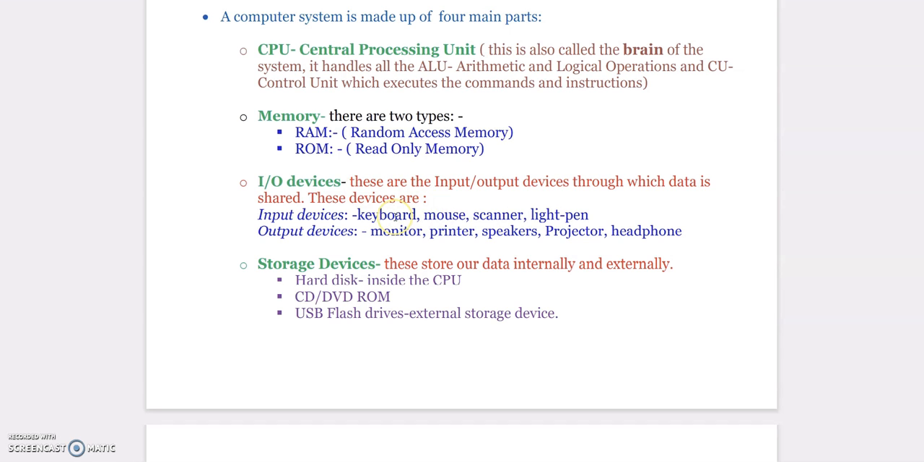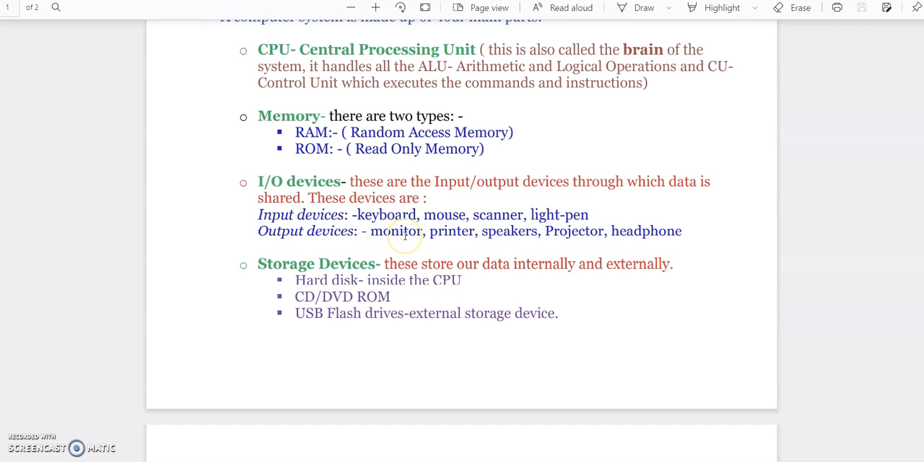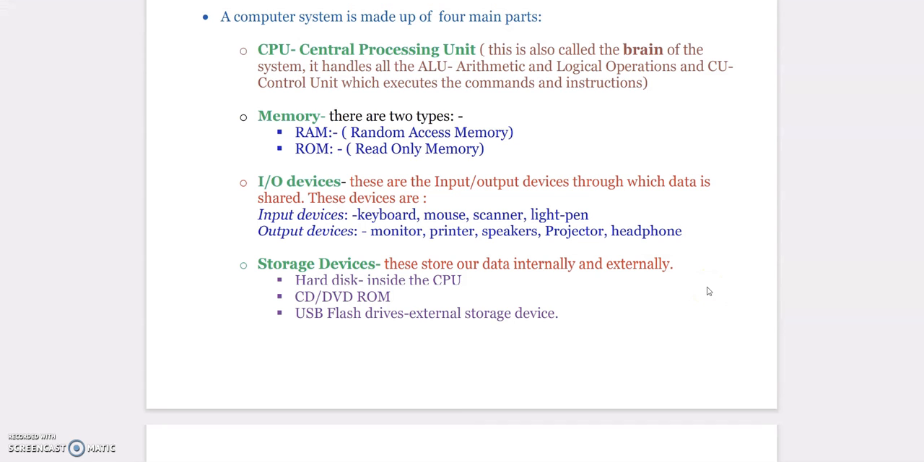Now, input devices such as the keyboard, which we use for typing, the mouse, the scanner, the light pen, and output devices such as the monitor, printer, speakers, projector, and headphones. Now, if you observe, both of them are completely different. If a keyboard is pressed, the alphabet keys you press or the number keys, they show on the screen of your computer, isn't it? They do not show outside but rather inside. So you are sending data inside the computer. That is why it is called input.